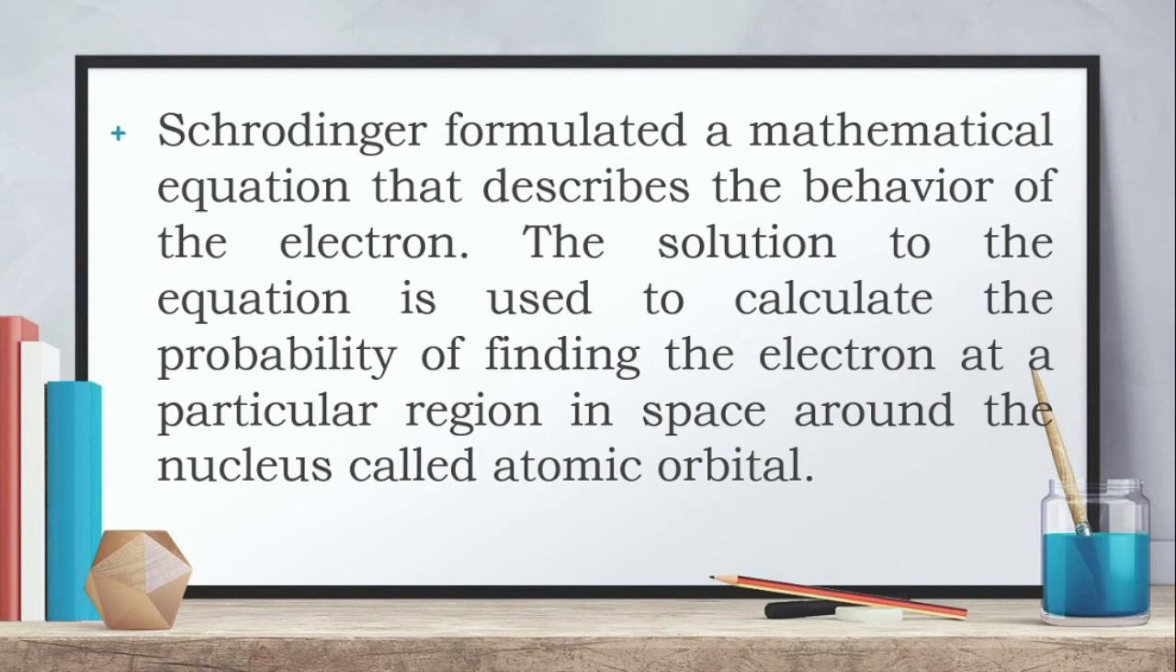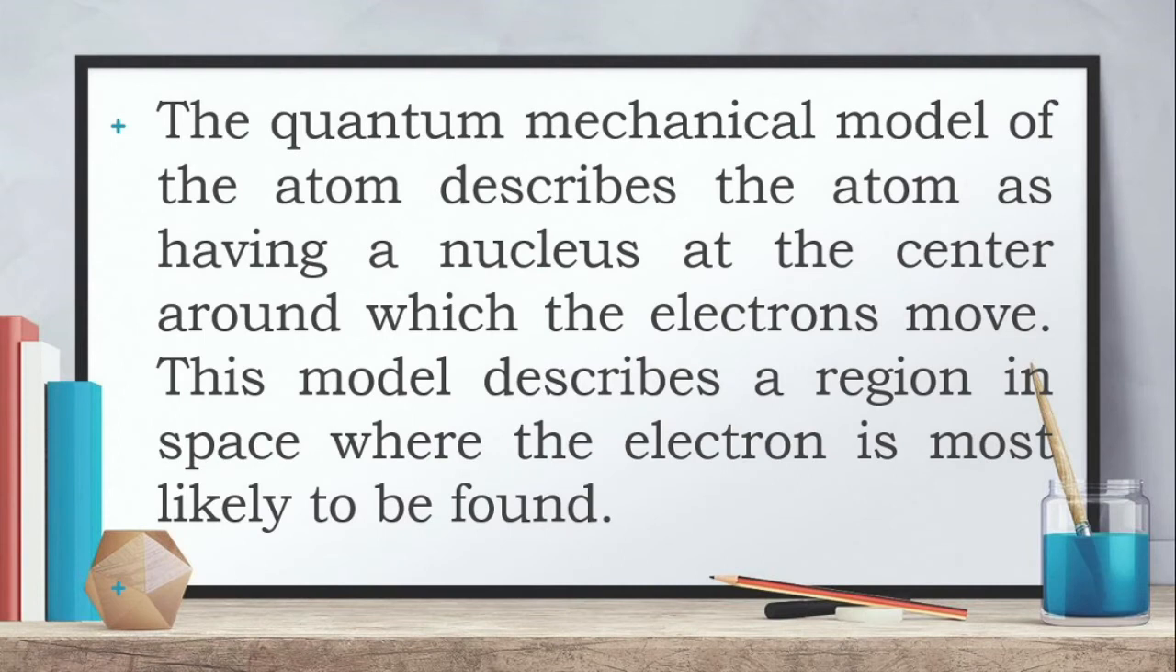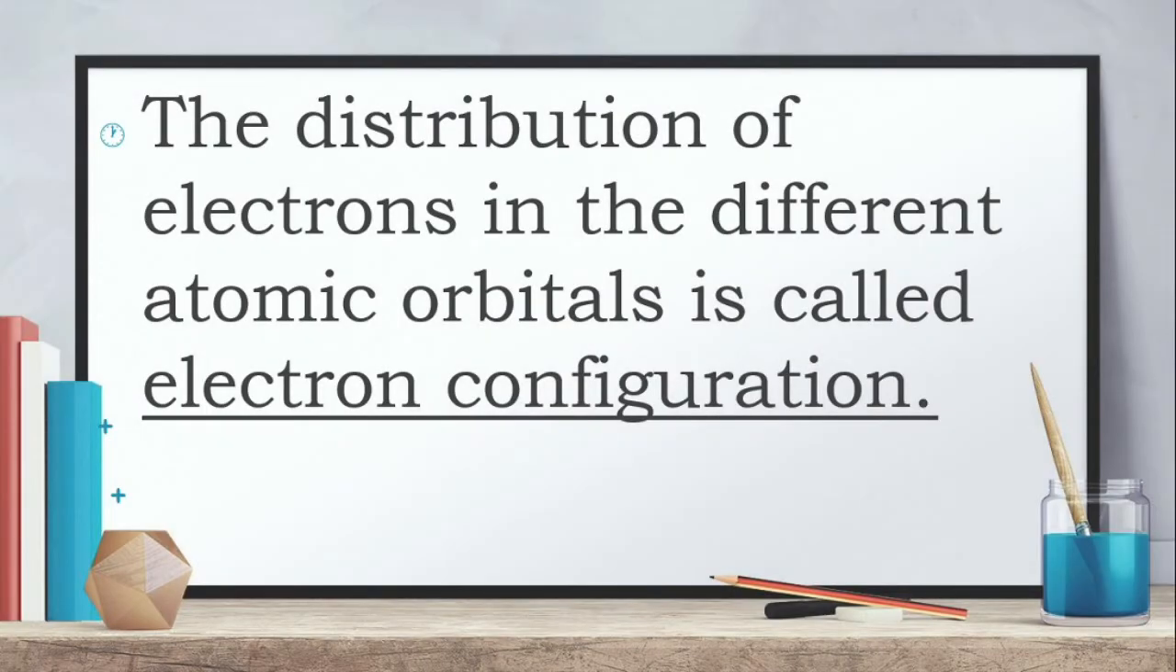The quantum mechanical model describes the atom as having a nucleus at the center and around which the electrons move. This model describes a region in space where the electron is most likely to be found. The distribution of electrons in the different atomic orbitals is called electron configuration.